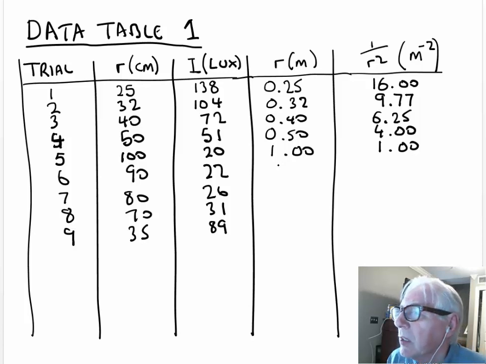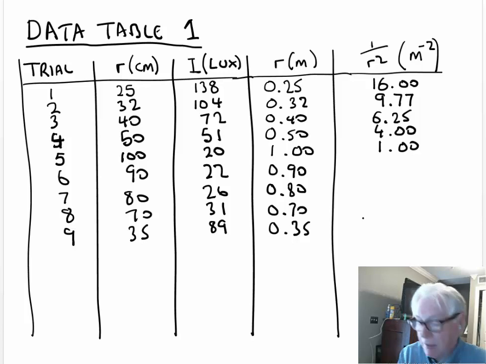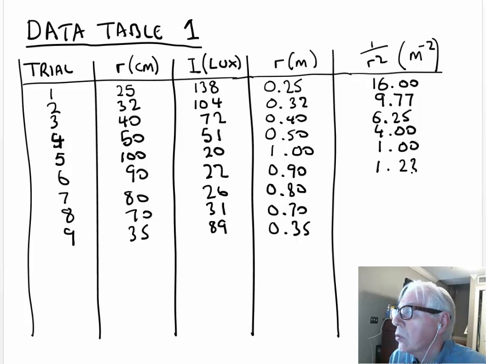So this is going to be 0.90, 0.80, 0.70, and 0.35. And then this is going to be, let's see if I can do this, 1 divided by parentheses 0.9 squared. And that's going to be 1.23.